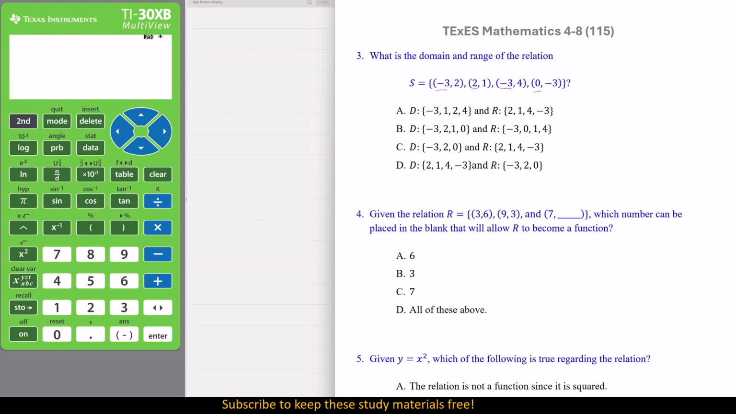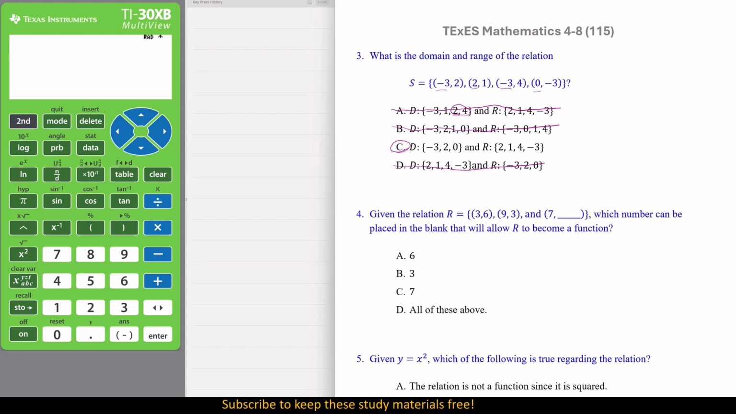So let's look at option A. That is -3, 1, 2. No, I'm going to have to disagree with A. We want -3, 2, 0. B, that's not correct. -3, 2, 0. I would say option C. Let's check D. Nope. I completely disagree.